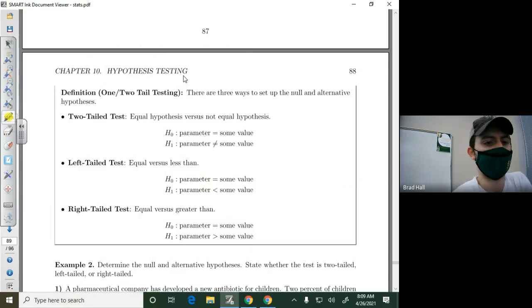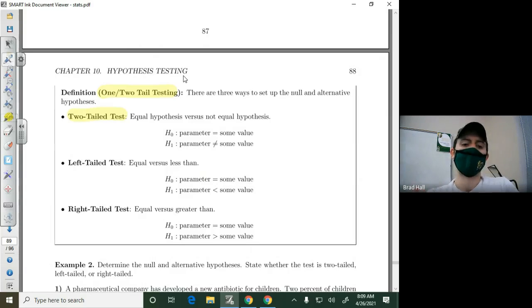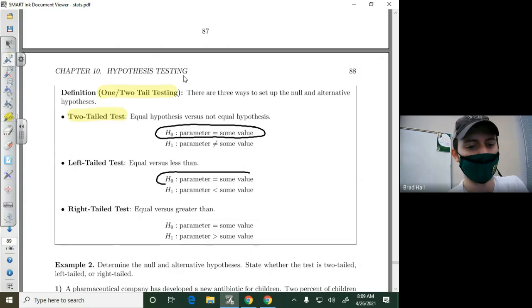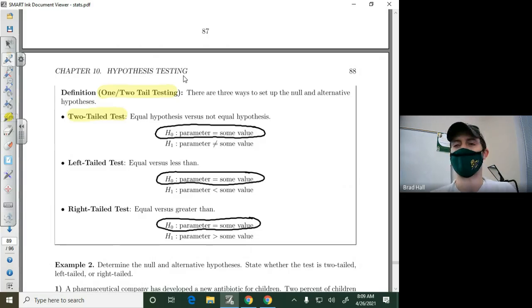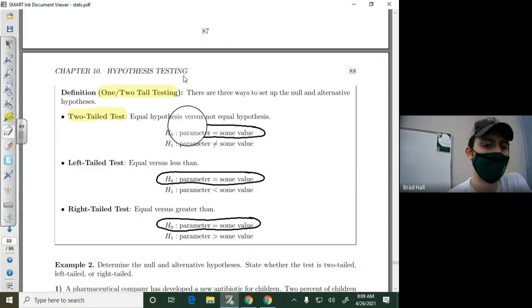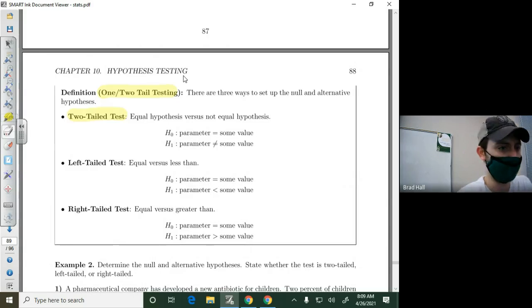So with this, there's one of three situations that could happen. You can have a two-tailed test. Notice for all of these tests, no matter what, the null hypothesis has the same statement here. It's the same symbolism every single time. Parameter equal to value. They're all the same. So that part is consistent. So we're not going to focus on that as much.